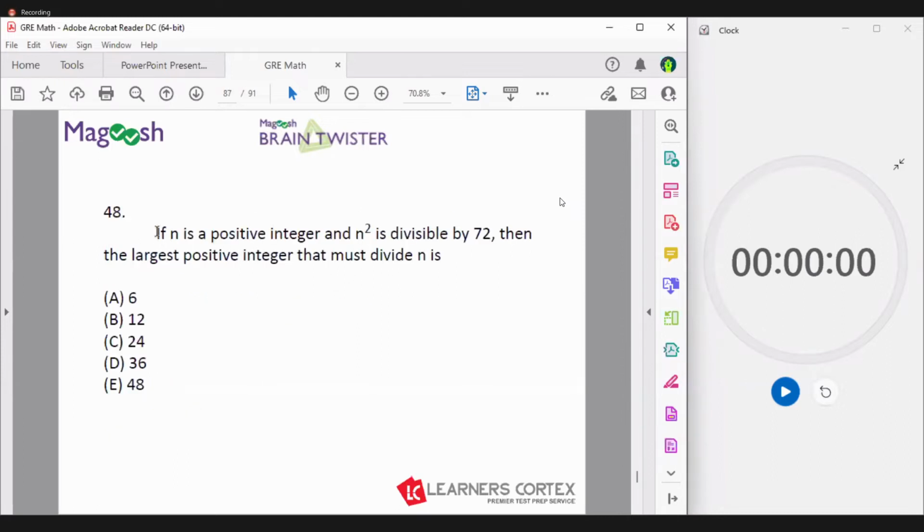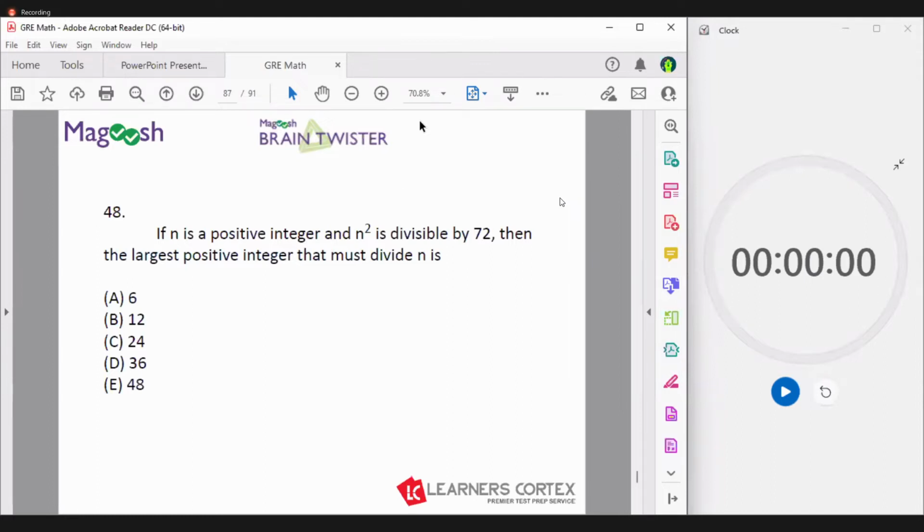Okay. Now, if n is a positive integer and n square is divisible by 72, then the largest positive integer that must divide n is what? Sir, is it 48? No. How come 48? Sir, I just worked out and I got 48. Can you explain the process?